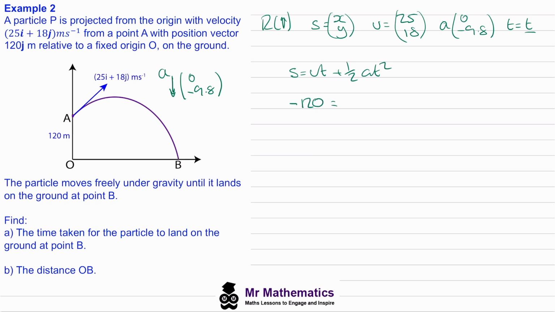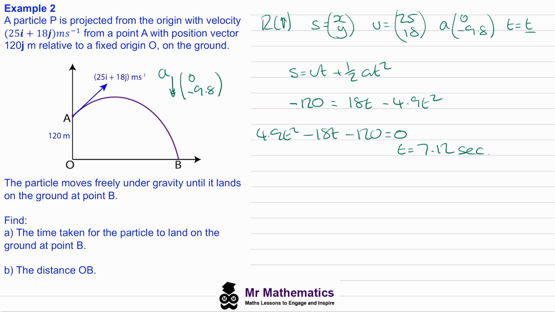And this will be equal to the initial vertical velocity, so 18, times the time, plus a half at squared. And again, we have to consider the vertical component of the acceleration. So this would be a half of negative 9.8, so this would be minus 4.9 t squared. We can arrange this quadratic so it equals 0. So 4.9 t squared minus 18t minus 120. We can solve this quadratic, so t will be approximately 7.12 seconds.